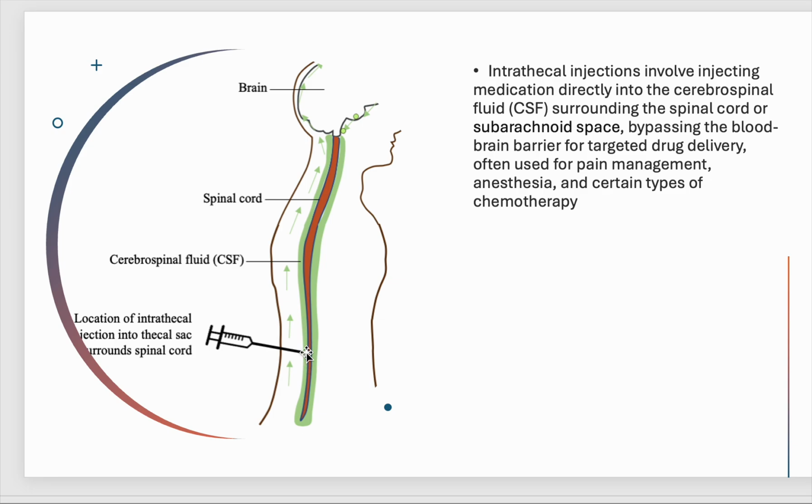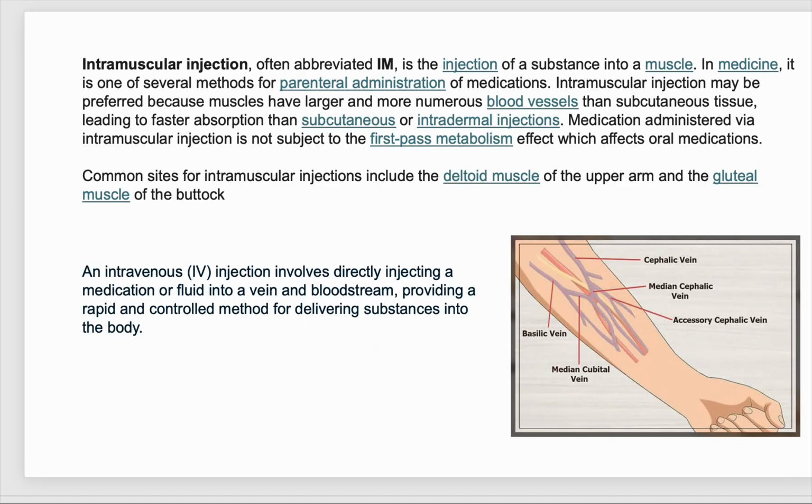You can see the location of the intrathecal injection into the thecal sac. This is where it's generally given, and we know our spinal cord is floating in the CSF. So in order for medicine to cross the blood-brain barrier, injections are generally given by this intrathecal route of administration.